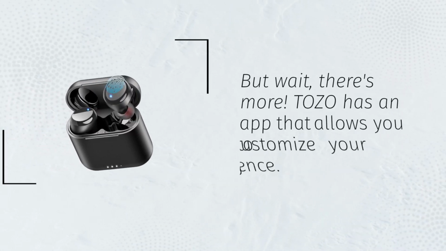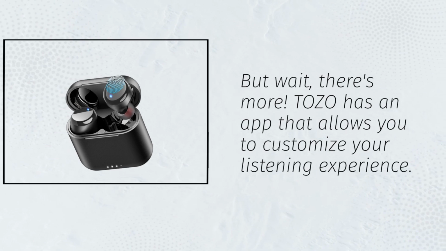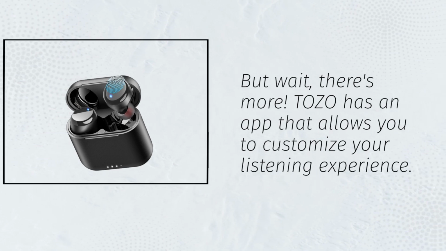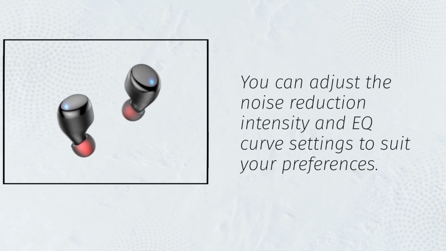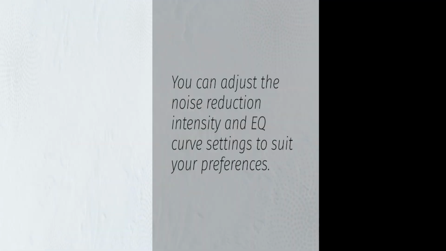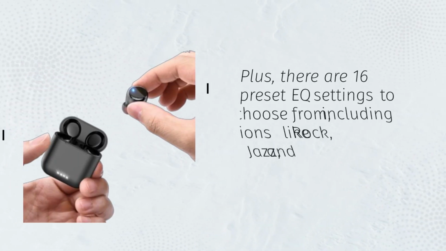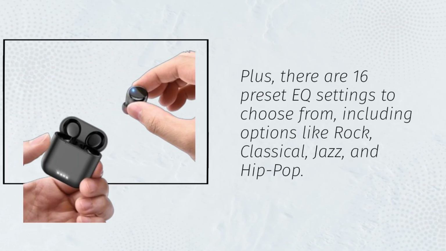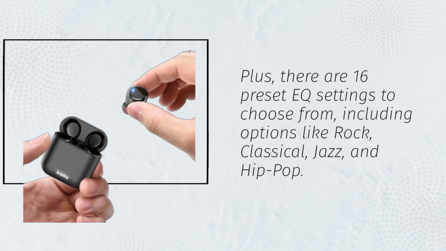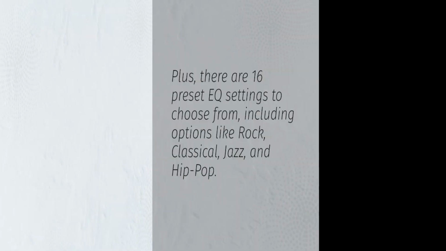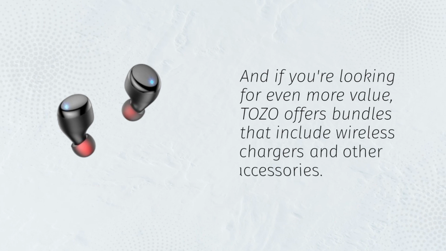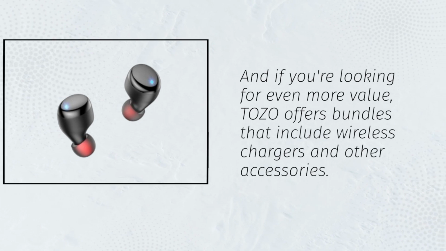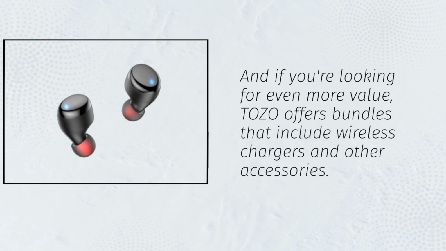But wait, there's more. TOZO has an app that allows you to customize your listening experience. You can adjust the noise reduction intensity and EQ curve settings to suit your preferences. Plus, there are 16 preset EQ settings to choose from, including options like rock, classical, jazz, and hip-hop. It's like having your own personal sound engineer right in your pocket. And if you're looking for even more value, TOZO offers bundles that include wireless chargers and other accessories.